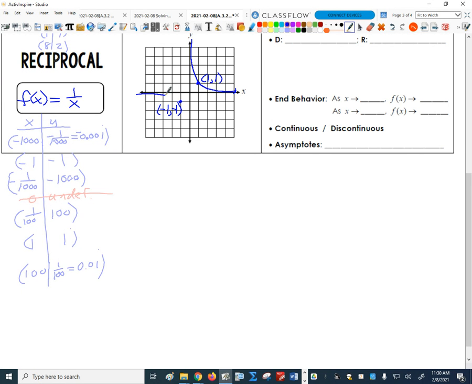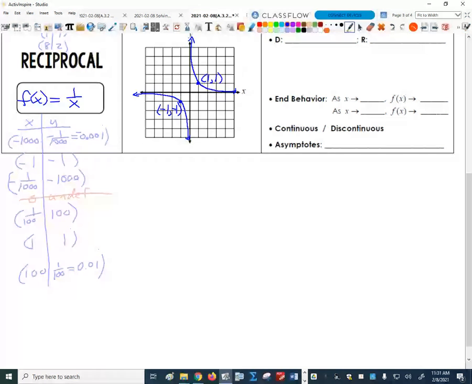This time it's going to look like that, though, isn't it? So that's the nature of my graph. Okay, let's look at that graph and let's see if we can come up with a domain and range.